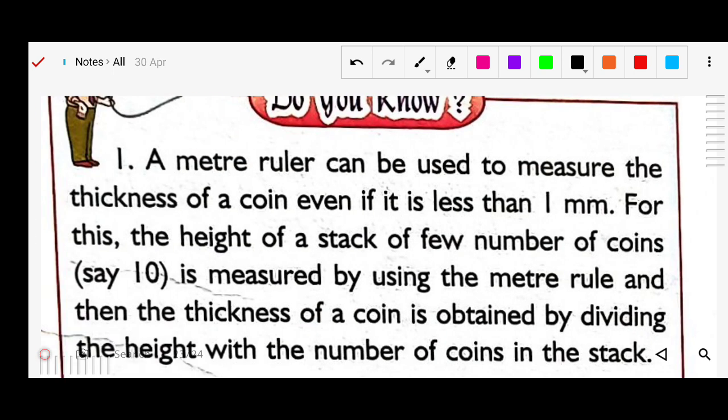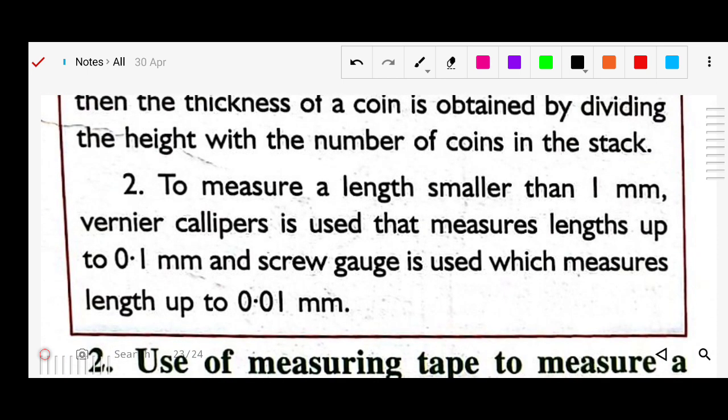For that we have to use different types of scales. You do not need the details, only the names. The first is the vernier calipers, which is used to measure length up to 0.1 millimeter. And we have the screw gauge, which is used to measure up to 0.01 millimeter. We should know these scales to measure precise values below 1 millimeter, so we can use the vernier calipers and screw gauge.